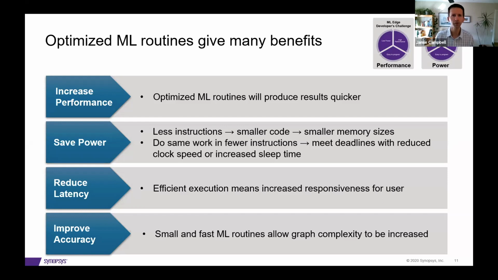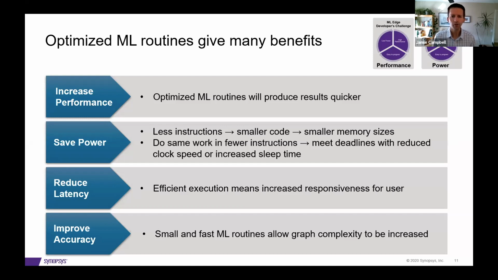I can also get the same work done in fewer instructions. So that means I can meet my deadlines, but I can run my CPU at a lower clock speed, or I can spend more time sleeping, both of which will serve to reduce power.